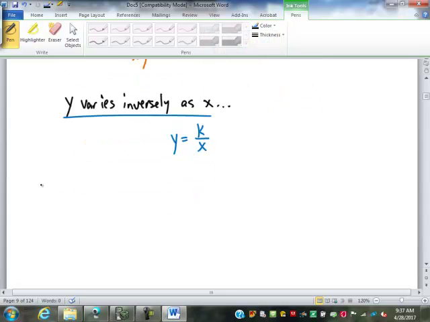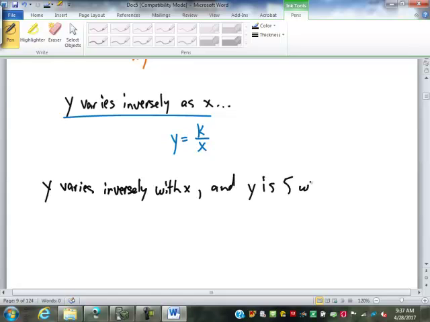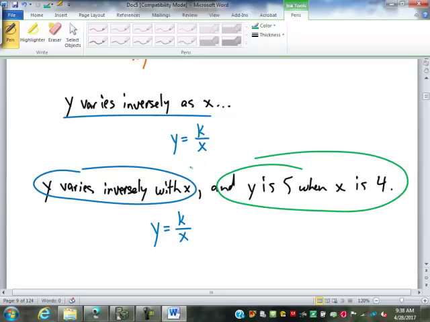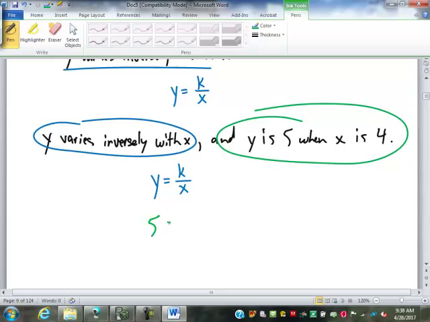So for our next step, we might have y varies inversely with x, and y is 5 when x is 4. So now y varies inversely with x is still y equals that constant divided by x. But we have a second piece of information that's going to allow us to better define that relationship. y is 5 when x is 4.